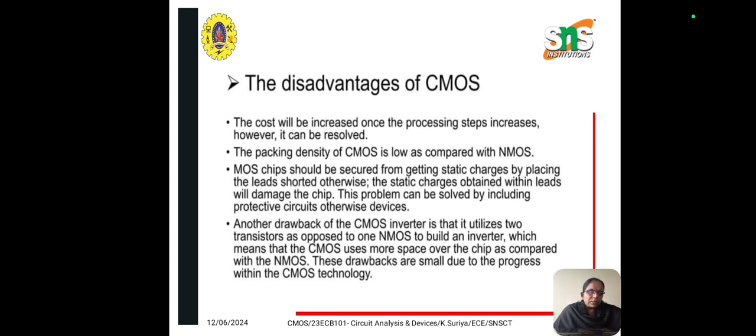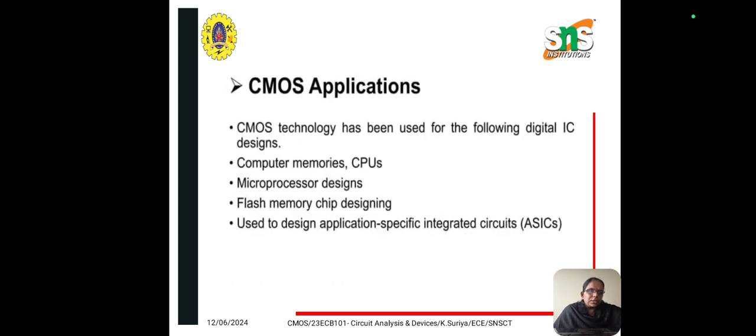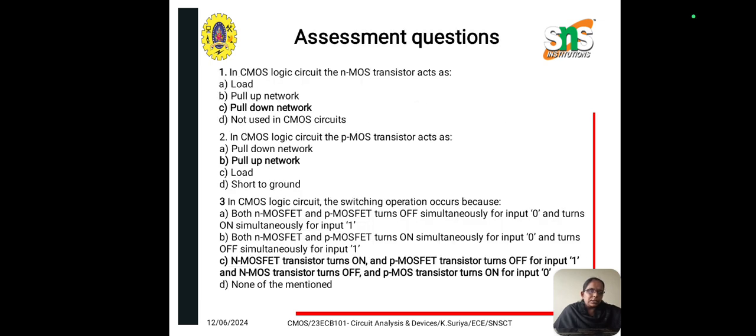Another drawback of the CMOS inverter is that it utilizes two transistors as opposed to one NMOS to build an inverter, which means that the CMOS uses more space on the chip as compared with the NMOS. These drawbacks are small due to the progress within the CMOS technology. Some of the applications are digital IC designs, computer memory, CPUs, microprocessors, flash memory chip designing, and it is also used to design application-specific integrated circuits.